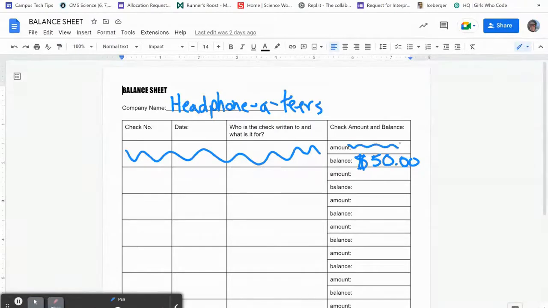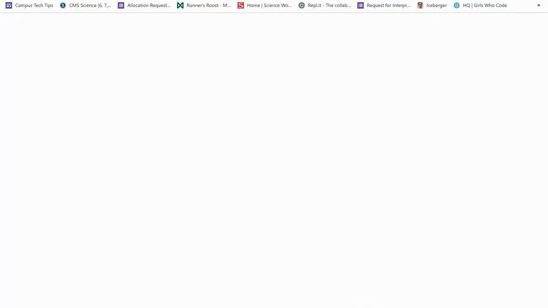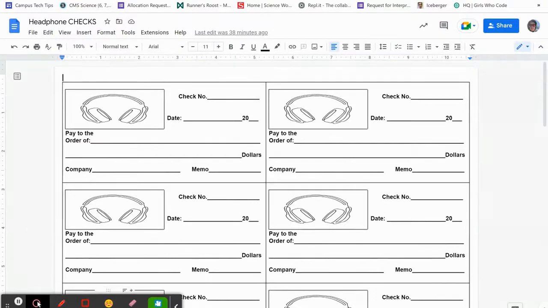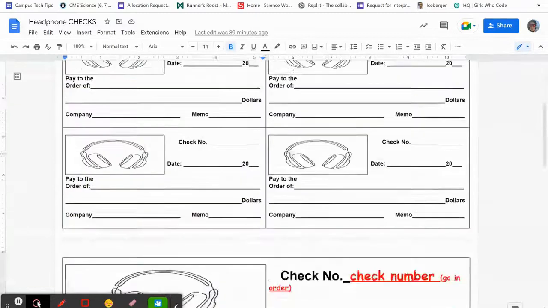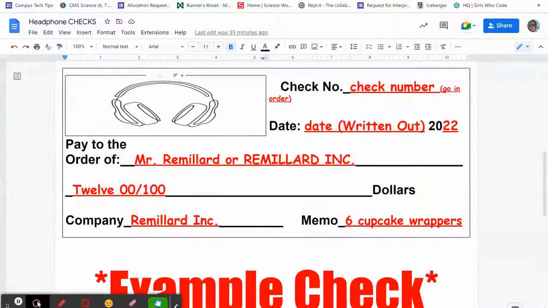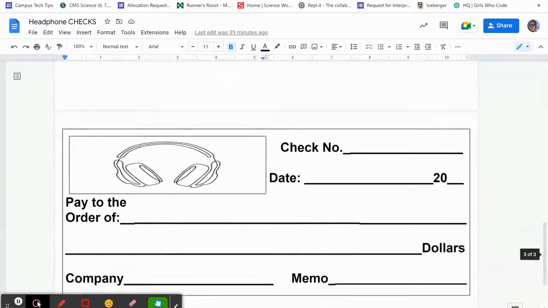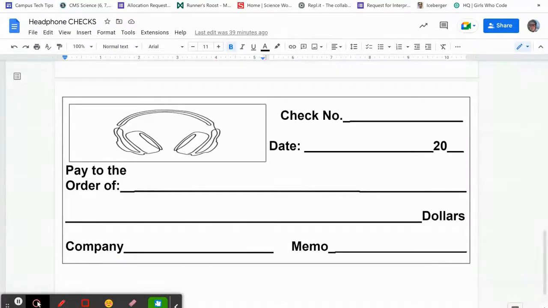You're going to be filling out a row each time that you make a purchase. Let's take a look at our checks. Each group is going to be getting a check sheet that looks similar to this. This is an example check, which is hung up on the board, and this is going to be a check that I fill out for you guys as an example.